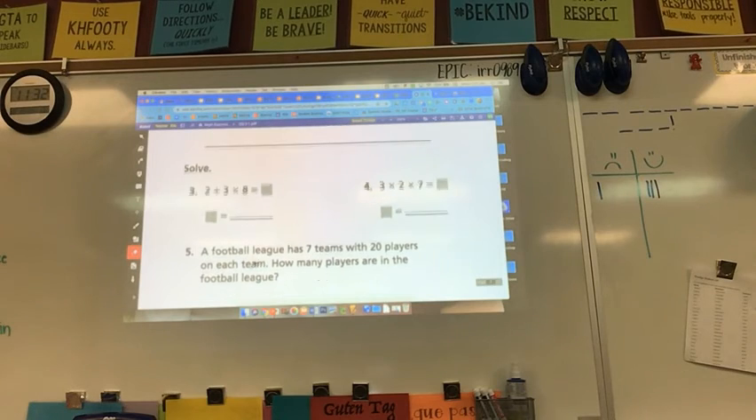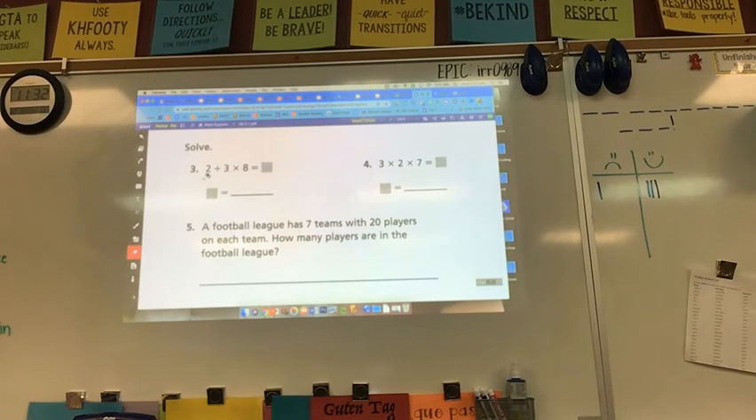Number three. 2 plus 3 times 8. I see 2 operations, so I have to think about: Please Excuse My Dear Aunt Sally. Will I add first or multiply first? Multiply. Don't forget. The next one is 3 times 2 times 7. If they're both multiplications, it doesn't matter.